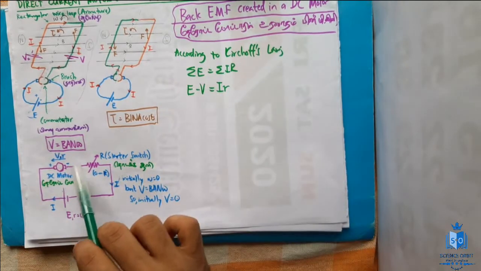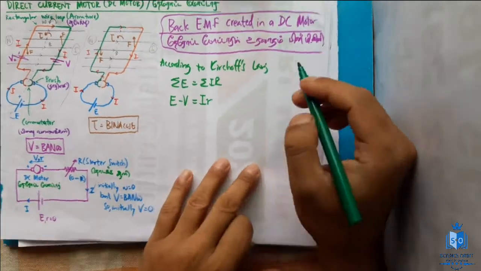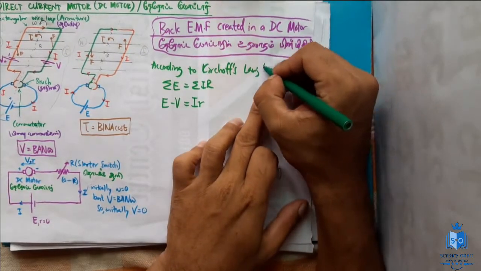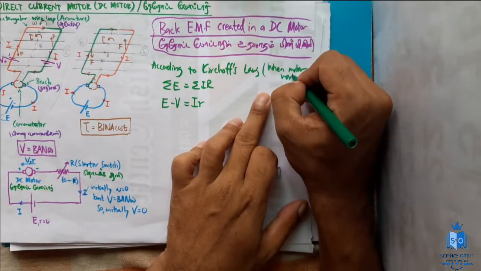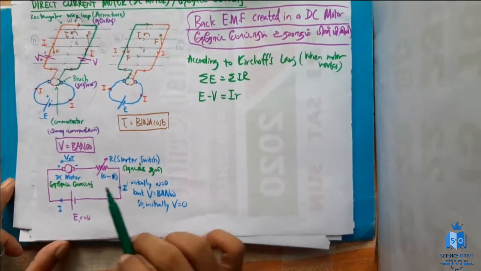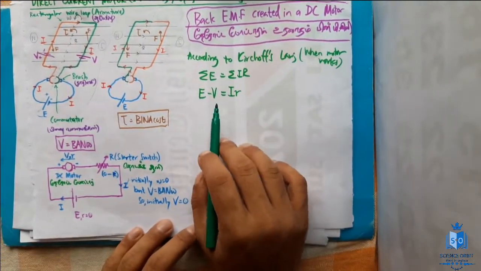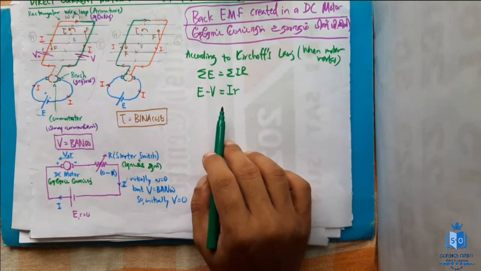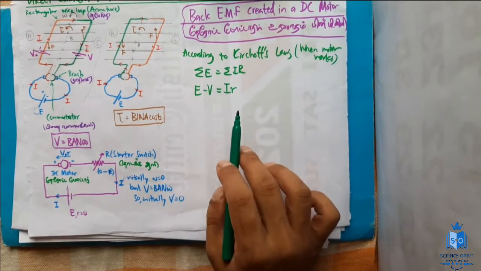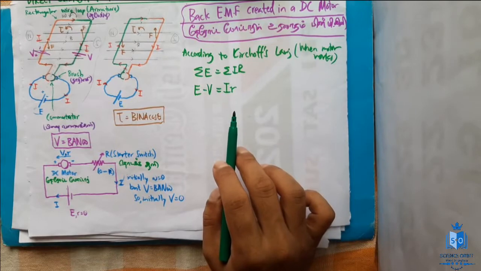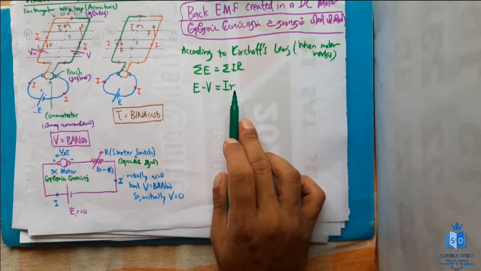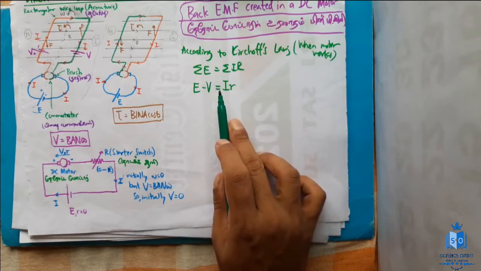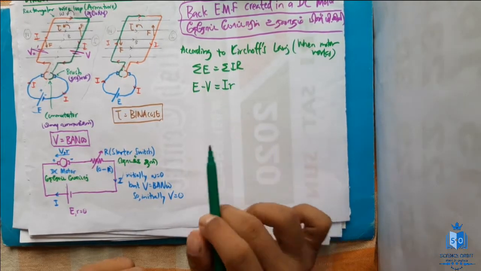So I have applied the Kirchhoff law for this circuit when the motor is working. When the motor works, capital R is 0 at that time. Fine. So this is the equation we are getting, and you can apply this equation. In A-level 2017 they had given a question, they had given E, they had given I, they had given R, and they were asking you to find V. It's very easy, very straightforward, you can find it.